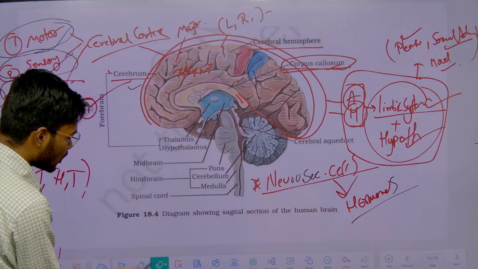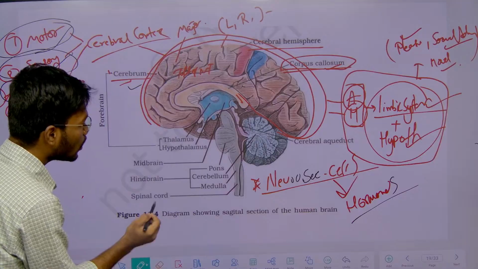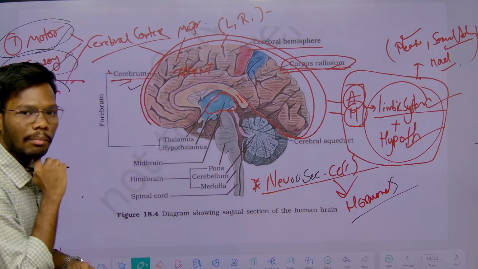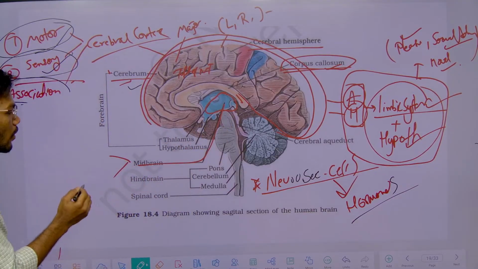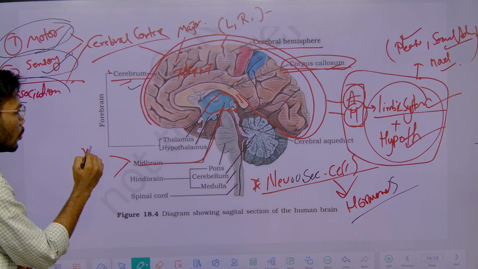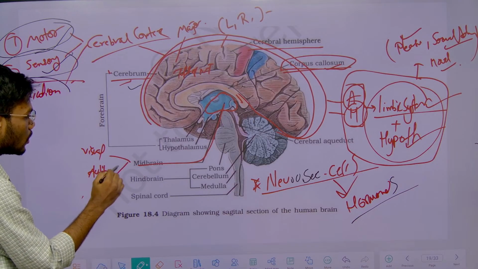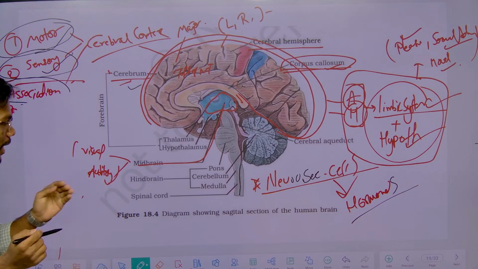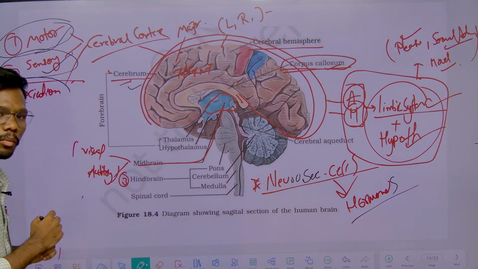Right? This center portion is called the midbrain. This midbrain has two different kinds of functions: it controls visual and auditory functions, right? Next, it's a very simple thing. Next, we have the hindbrain.